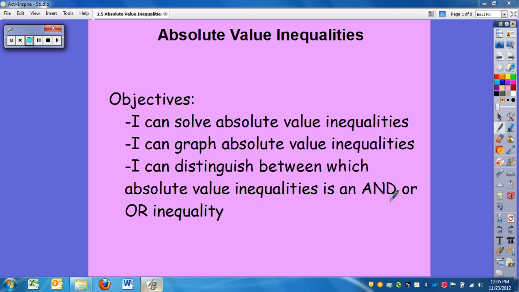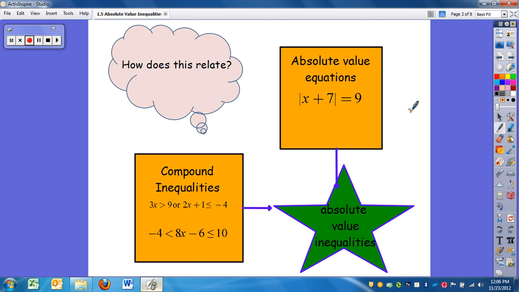We'll be pulling in the and and the or inequalities from our component inequalities, section 1.3, and then we'll be using what we learned in section 1.4 about absolute value equations. So how does this relate? Remember, in absolute value equations, we would have two solutions. When we had the absolute value sign isolated, we could do our 2, where we had it equal the positive distance, and then we had it equal the negative distance. So in this case, x plus 7 will equal 9, x plus 7 will equal negative 9, and then we'd solve each and get our 2 solutions.